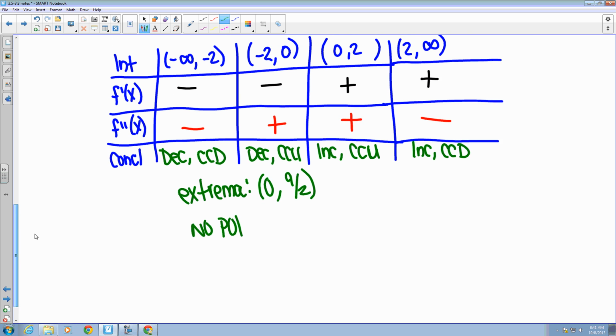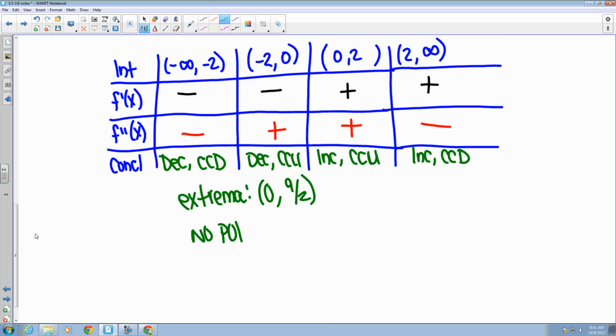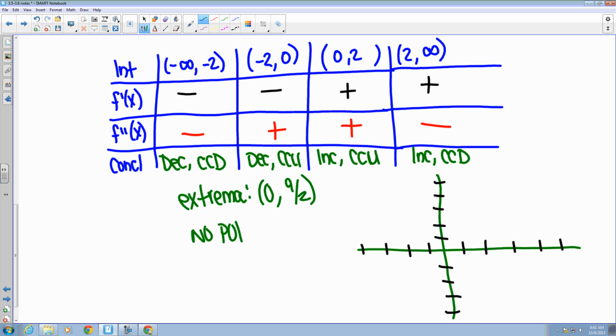Okay, so from here, we need to sketch our graph using everything that we've known so far. So we know that we have zeros at -3 and 3.